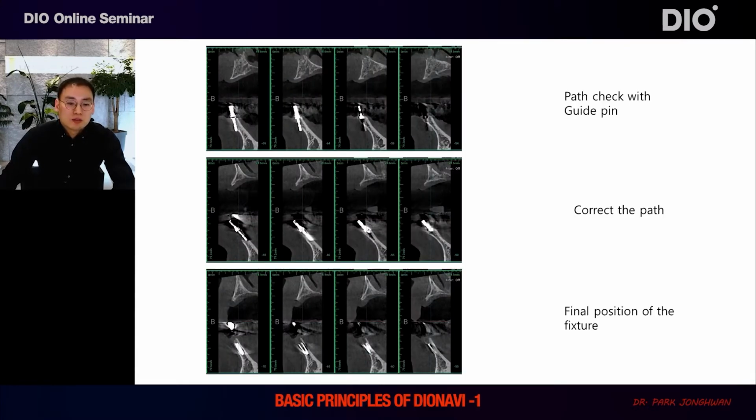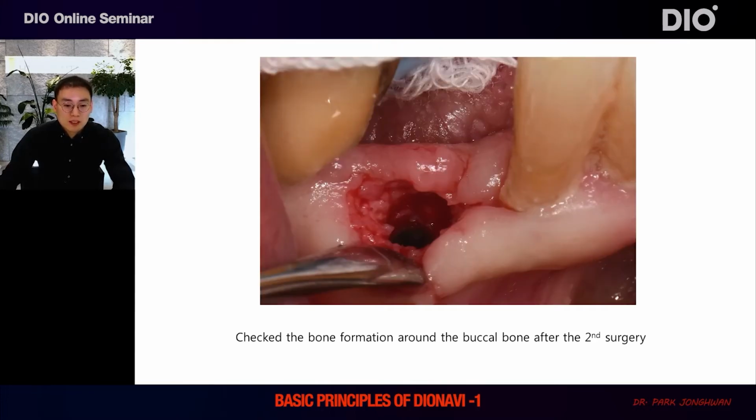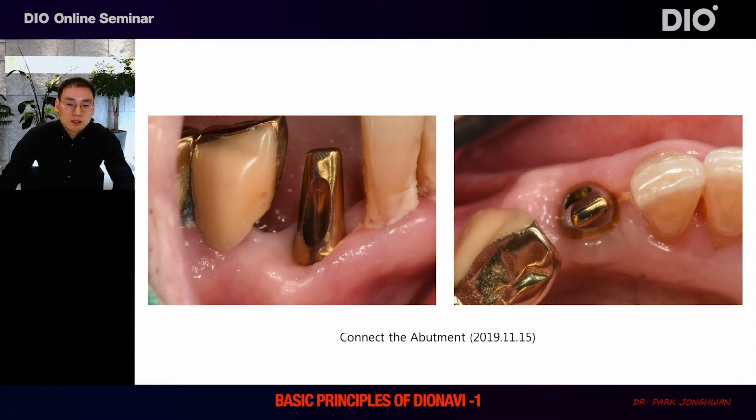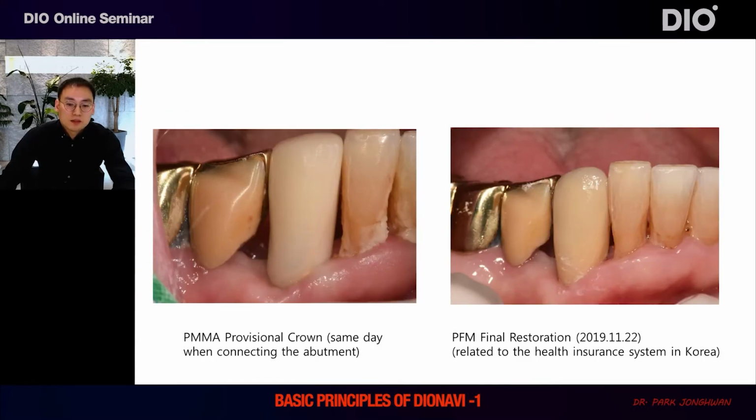I checked and corrected the path with a guide pin and confirmed the final fixture position. Then, after the second surgery, there was bone formation on the buccal side of the bone graft area. This is 4 months after the surgery. I placed the abutment and attached PFM in line with the insurance coverage.